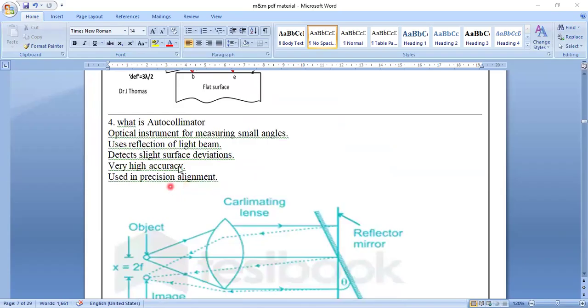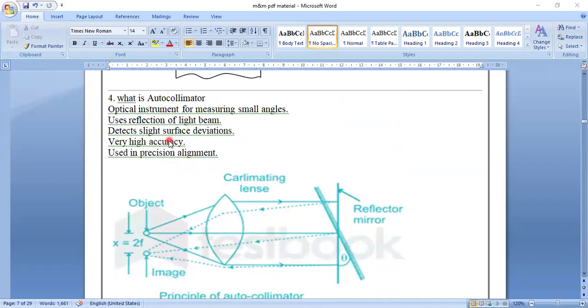So what is an autocollimator? An autocollimator is also something in which light is used to measure the object. It is an optical instrument for measuring small angles. It uses the reflection of light beams. It is also used to detect slight surface deviations, which can be measured here.